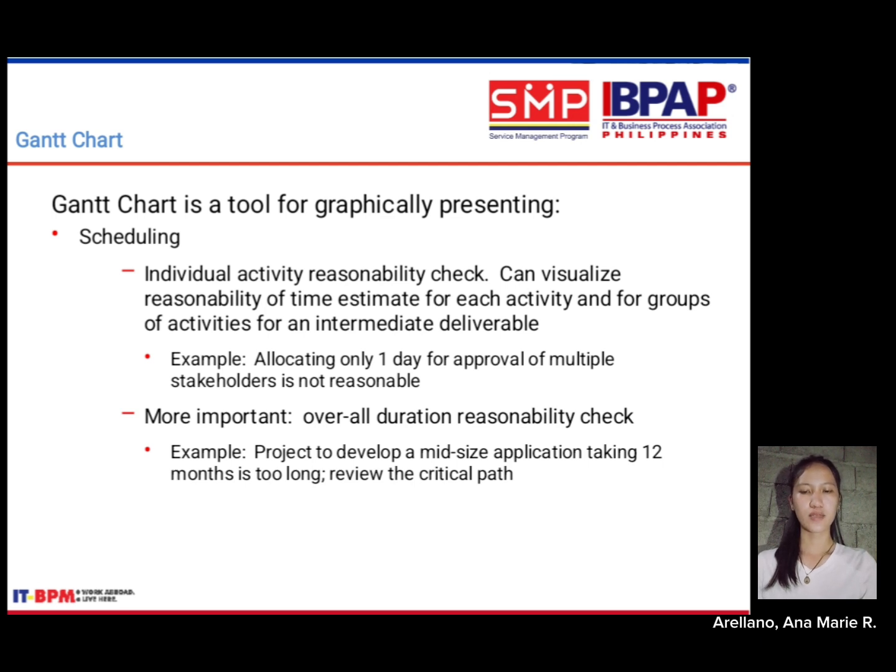Overall project checks. It ensures the total duration makes sense. A mid-size app development project taking 12 months may be too long, prompting a review of the critical path to identify inefficiencies. This prevents scope creep and sets realistic expectations for stakeholders.